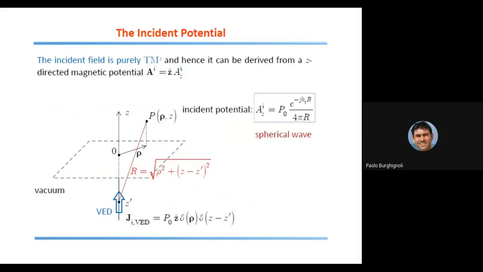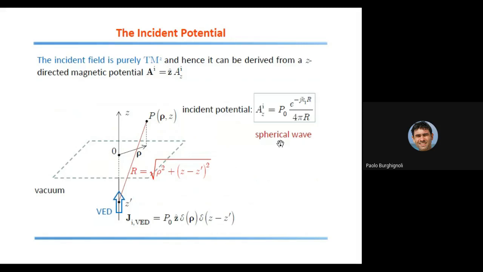First of all, let us consider what we call the incident field. That is the field that will be present in the absence of the upper dielectric half space. So we are now in a free space entirely filled with vacuum, and we define the radial distance from the dipole with this letter, capital R, which is, of course, the square root of rho squared plus (z minus z prime) squared. Okay, and the incident potential is very well known.